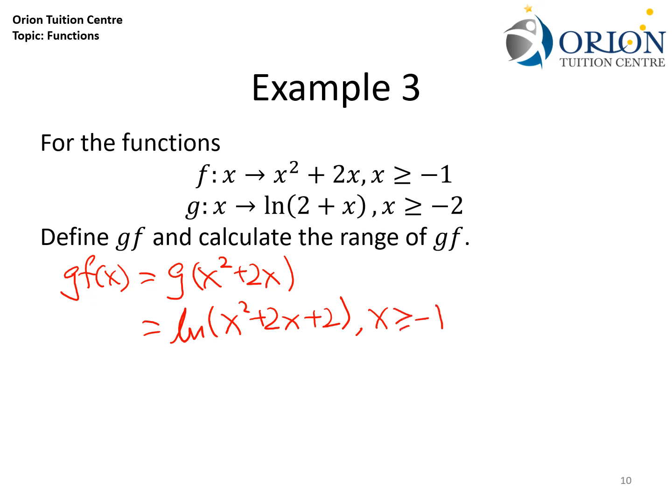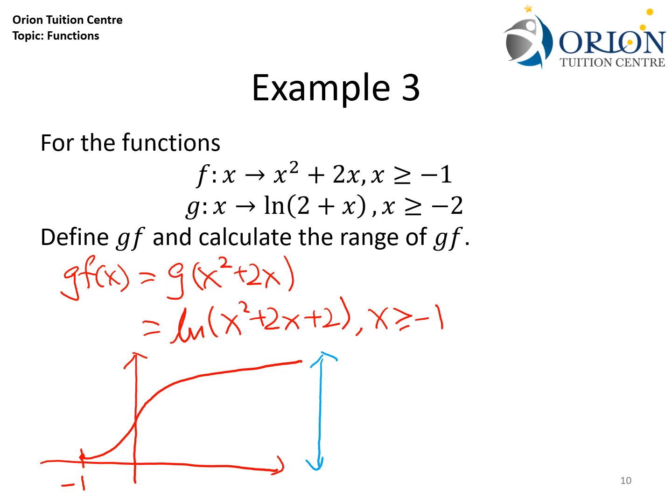Now, in order for me to find the range of gf, I will have to draw the graph of gf, and the graph of gf looks like this, where this point is minus 1 and it cuts the x-axis. And therefore, from this, I can see that the range is going to be from 0 all the way to infinity, and therefore the range of gf will be equal to 0 to infinity, inclusive of 0.